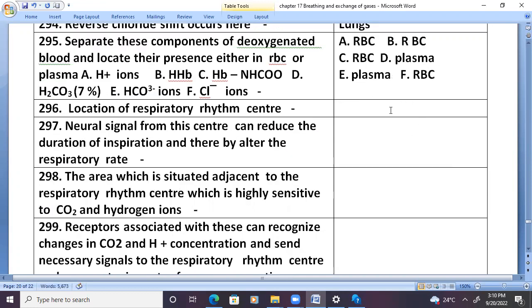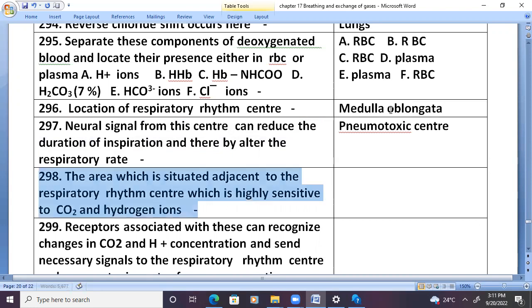Location of respiratory rhythm center. The respiratory rhythm center is located in the medulla oblongata, the part of the hindbrain. Next, the neural signal from this center can reduce the duration of inspiration, thereby altering the respiration. We call it the pneumotaxic center.